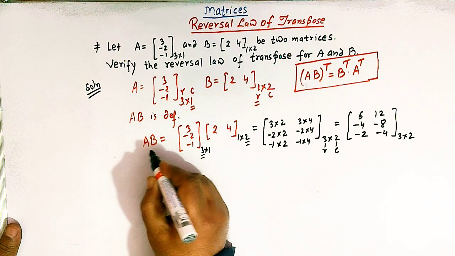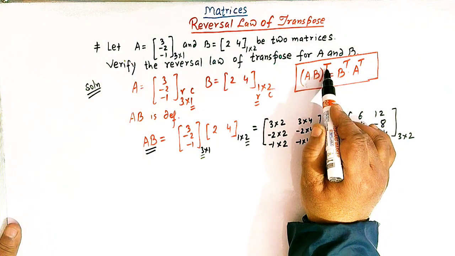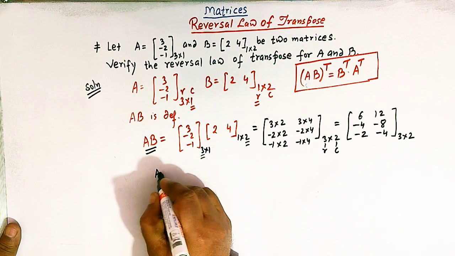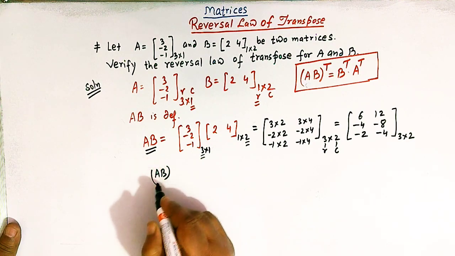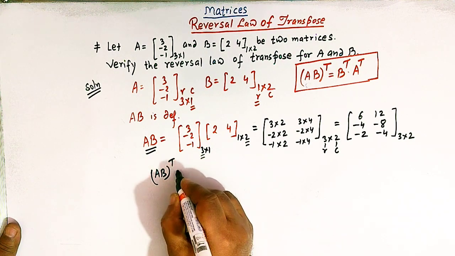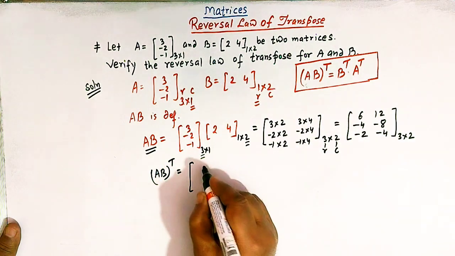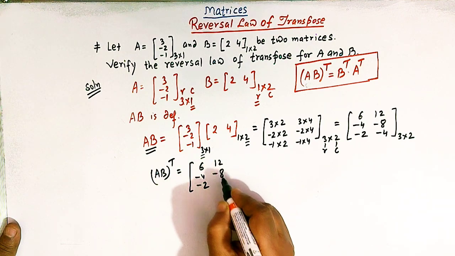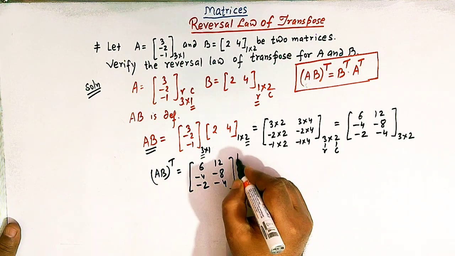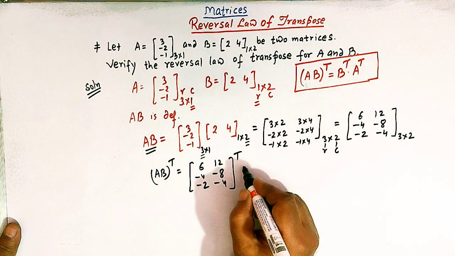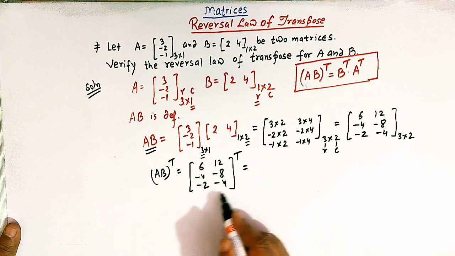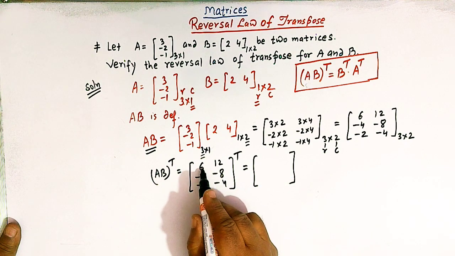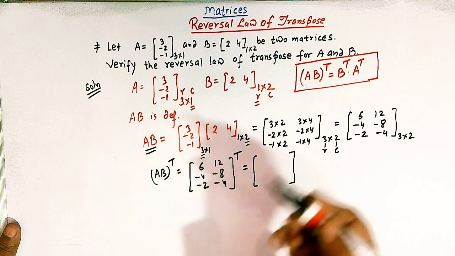So now we have to find the transpose of the product of the matrix A and B, right? So we can now write the transpose of AB as here we have 6, minus 4, minus 2, then we have 12, minus 8, minus 4, and here we have transpose, right? So now the transpose of this matrix can be obtained by interchanging the rows into columns and columns into rows.